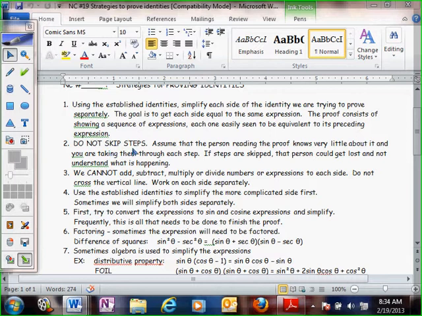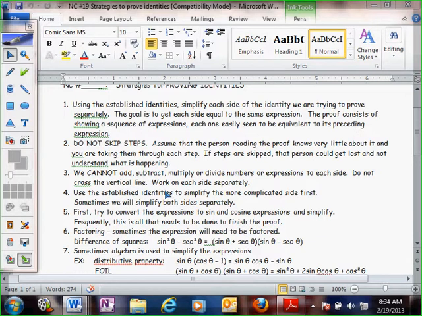Number 2 says do not skip steps. You have to show every step. In a proof, you show each step. You assume that the person reading the proof knows very little about it and you are taking them through each step. Okay? So if you skip steps, a person can't figure out what you're doing next.